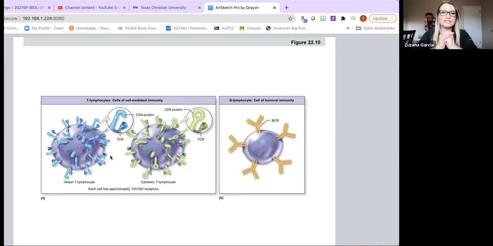On the T lymphocytes, you see that there are also some co-receptors. The CD4 and CD8 proteins are also known as co-receptors. These are going to help the lymphocyte anchor onto that antigen. So if the T lymphocyte finds an antigen that it can bind to, the co-receptor, the CD4 or CD8 protein, will help that cell hold on to it. So those are your co-receptors. B cells don't have co-receptors, and the BCRs look like antibodies. Notice that typical Y shape, and that looks like an antibody.